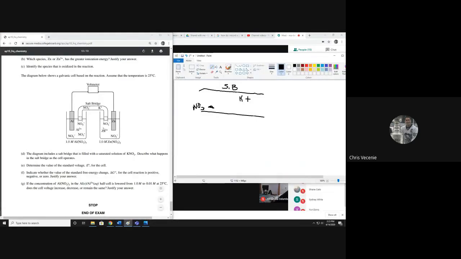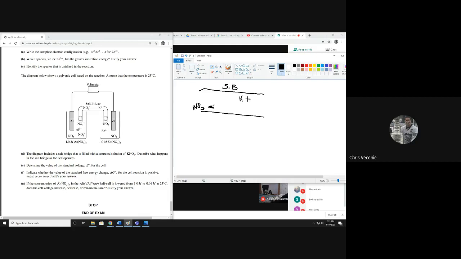Which way are our electrons flowing in our picture? To the right. To the right, because you knew that the Al was oxidized, which means this side here is my anode. So the electrons are going left to right. And which ions chase the electrons? NO3. Electrons are what charge?